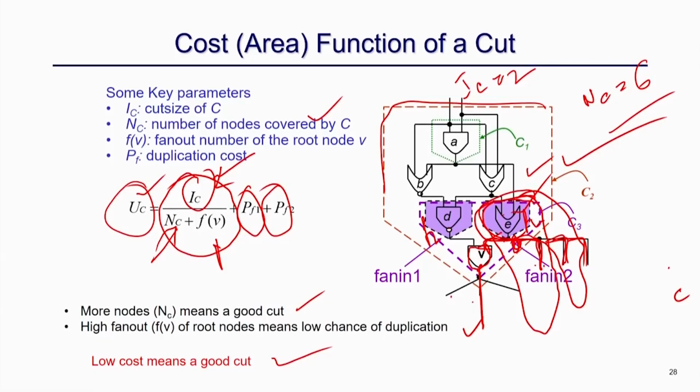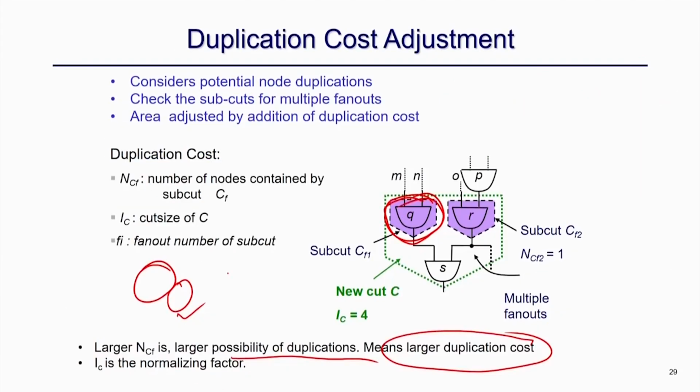So, that will increase the cost. As I mentioned, the low cost is good. If there is no such fan out, this will be 0, so there is no impact of that. The cost will be less, but if there are a lot of nodes, then the cost will be high, and there is a high chance of duplication. So, we try to increase the cost of this particular cut, and we mention that this may not be a good cut. Okay. So, this is how we are going to handle this duplication. Okay. So, this is something we talked about.